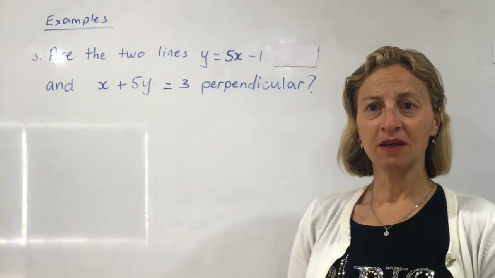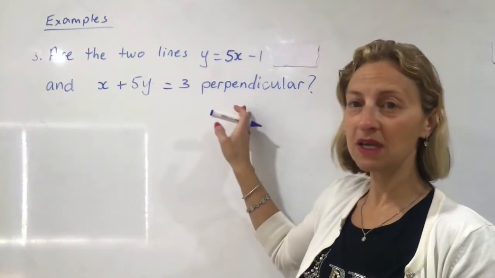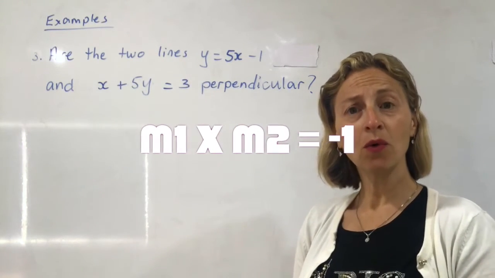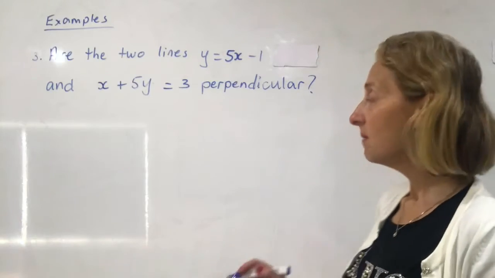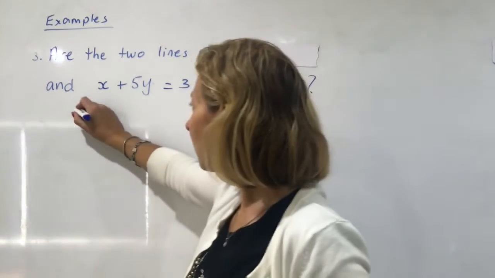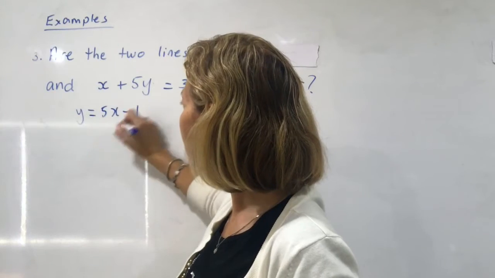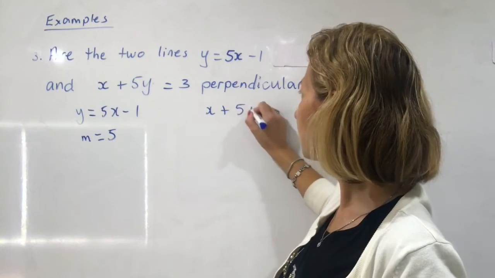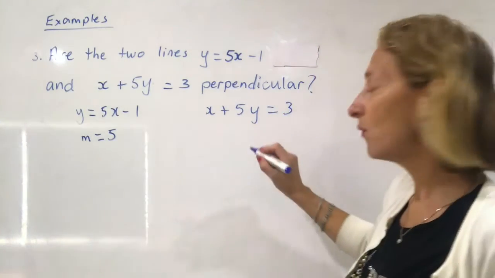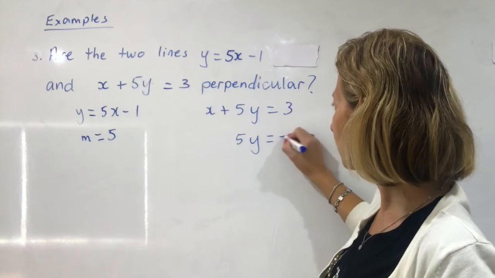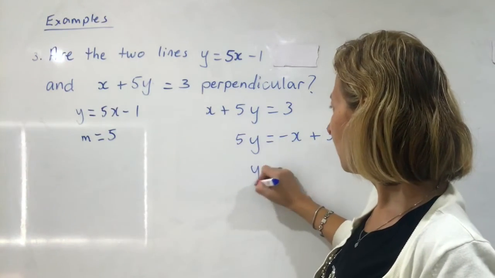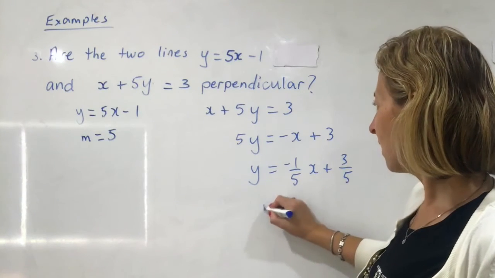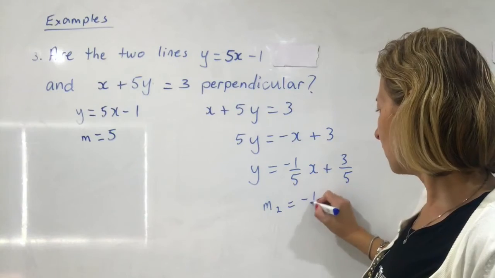Let's have a look at number 3. Are these two lines perpendicular? Again, we know that perpendicular lines have gradients that multiply to give -1. So all we need to do is to find the gradients. Don't make it complicated. We have the first line, which is y equals 5x minus 1. We know that the gradient is 5. And we have the second line, which is x plus 5y equals 3. Of course, it's in the wrong form. So let's rearrange it. 5y equals minus x plus 3. Divide everything by 5, plus 3 over 5. And so the gradient of this line is negative 1 over 5.